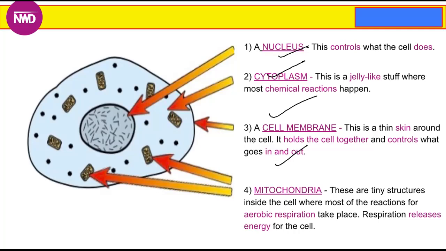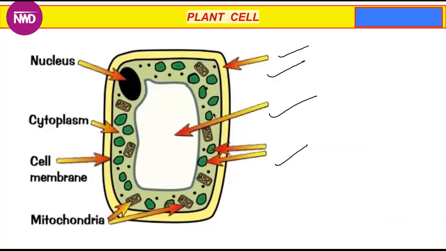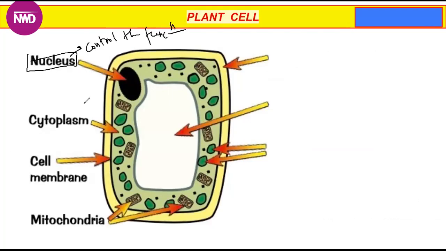And next one we are here. This is about a plant cell. We will see what a plant cell is. So in a plant cell, we will find that the nucleus is common. The nucleus controls the function of the cell, right? Then we will see that cytoplasm is also present in the plant cell.